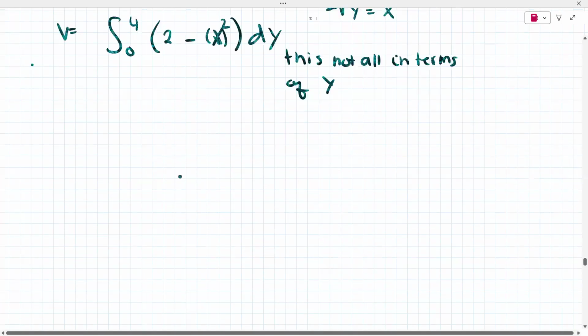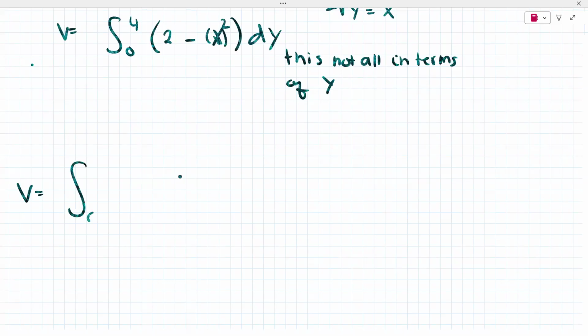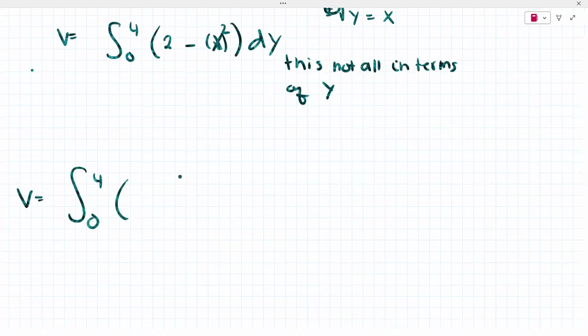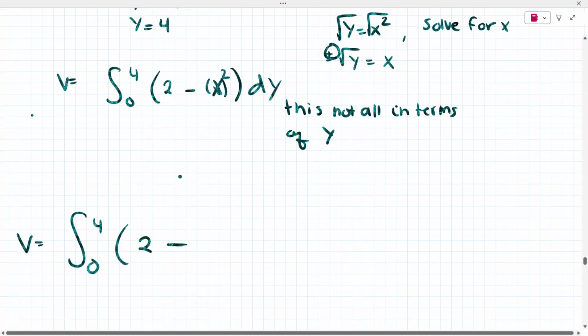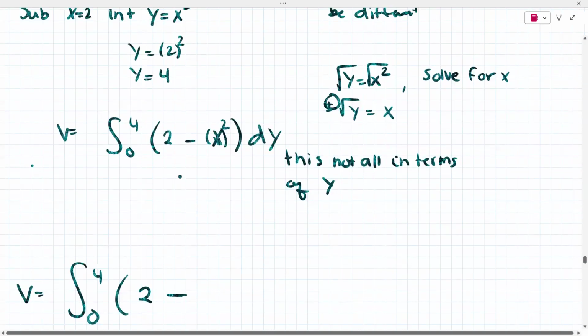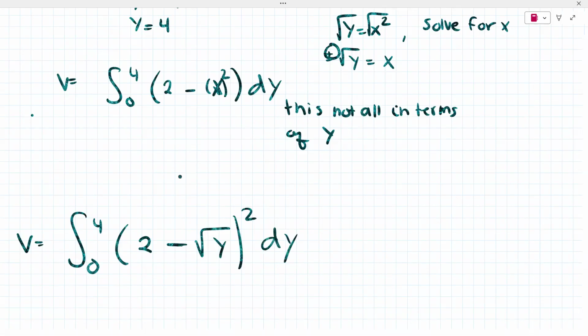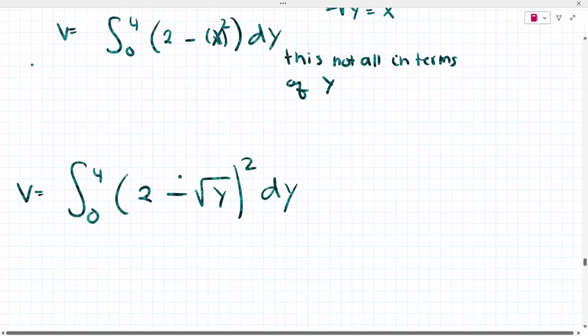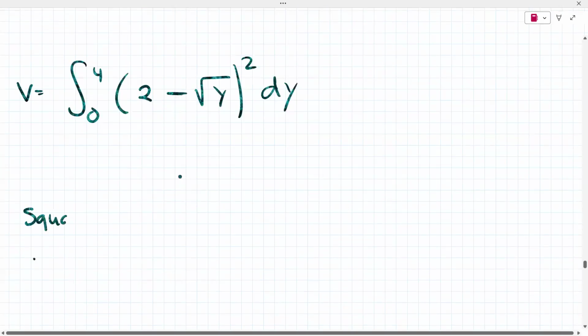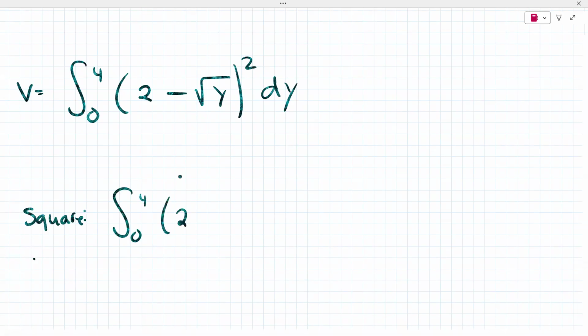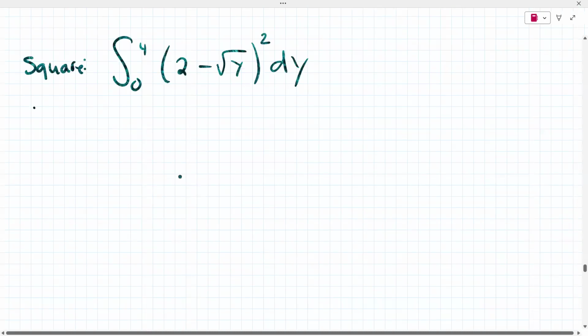So our volume is going to be from 0 to 4, and then it's top minus bottom. Our top is still 2, minus our bottom, which is now square root of y, squared, dy. Okay, so let's do the square. It's from 0 to 4 of (2 minus square root of y) squared dy. Let's do the equilateral triangle.